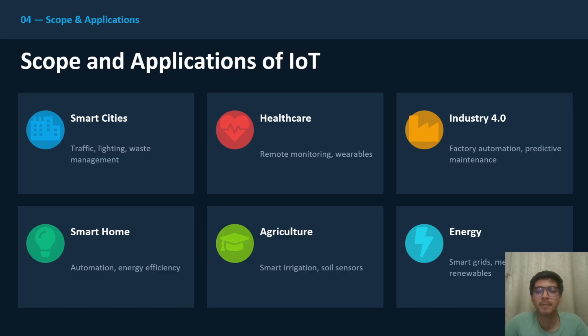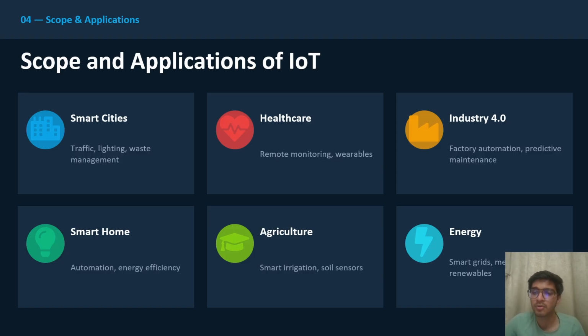Coming to the scope and applications of IoT. IoT touches every major industry. Smart cities use IoT for traffic management, smart lighting, and waste collections. Healthcare IoT enables remote patient monitoring and wearable diagnostics.